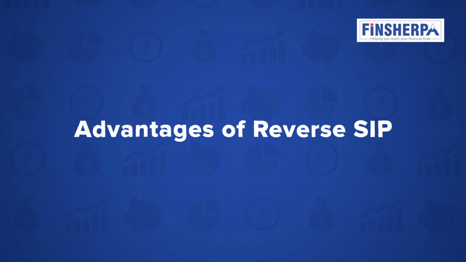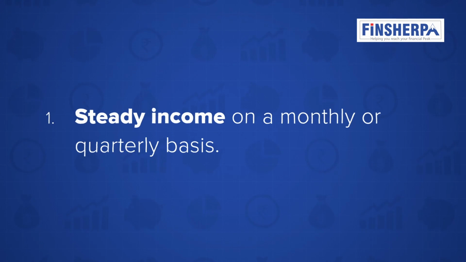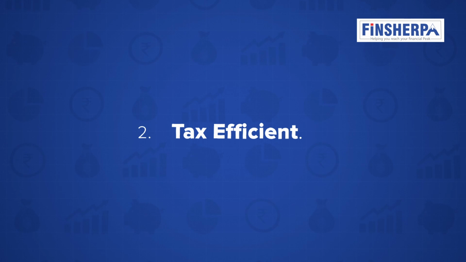Advantages of reverse SIP. Fairly simple, a steady amount keeps coming to your bank on a monthly basis or a quarterly basis as per what you have planned. There is no change, there is no speculation. Is that amount going to be different this month, lesser, more, nothing of the sort. Second, it's far more tax efficient as compared to getting it as interest and paying 30% tax on that. This is much more tax efficient because what you draw out is a combination of interest as well as principal, a small amount of it.